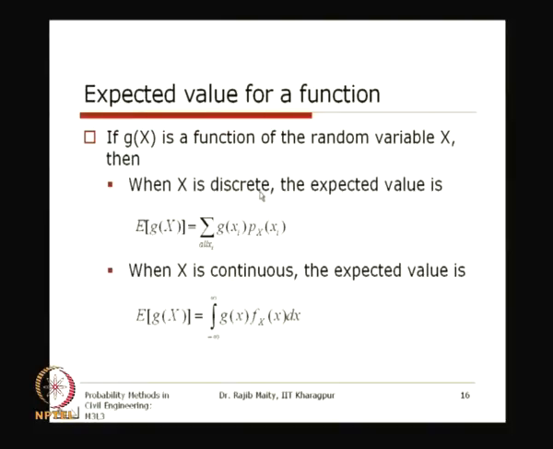Then when x is discrete, obviously we have to go for the summation, multiplying g(x) with the individual probability masses for that particular outcome, and when x is continuous, we take the integration, and instead of multiplying only by x, we multiply by this function, that is g(x) fX(x) dx. So we get the expected value of the function of that random variable, g(x).